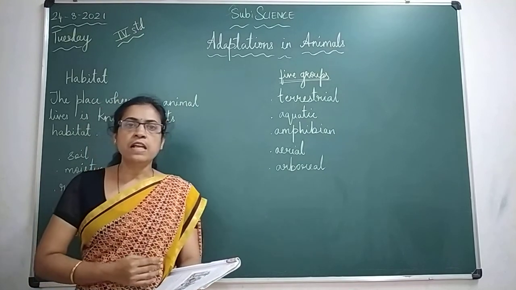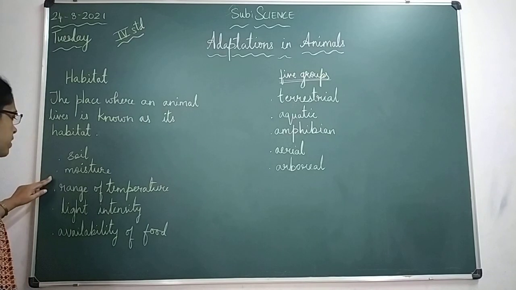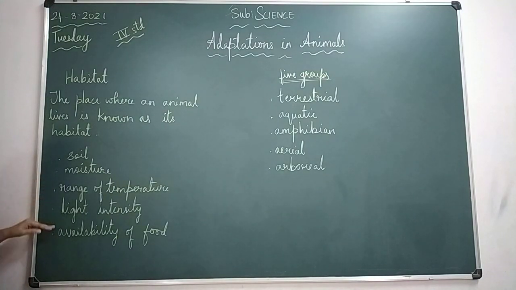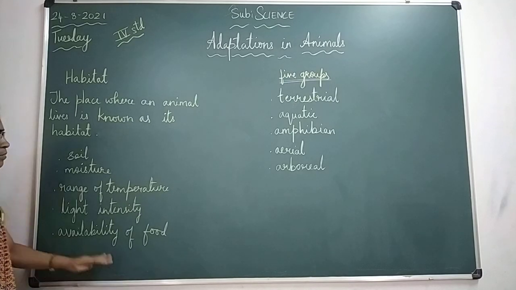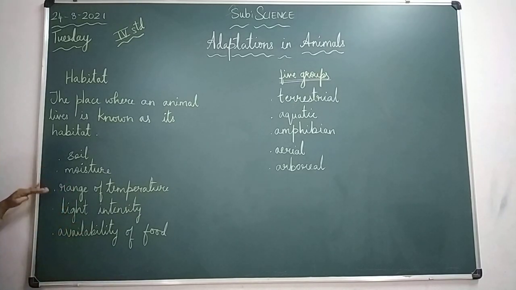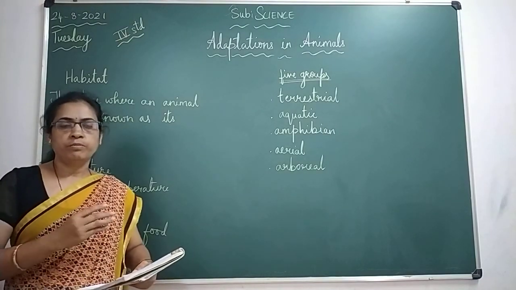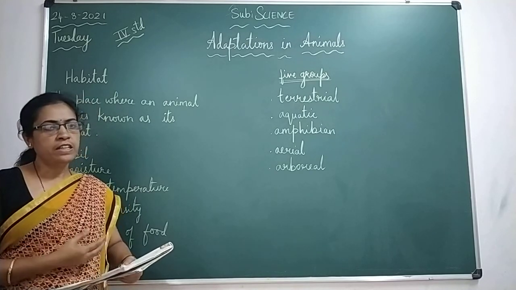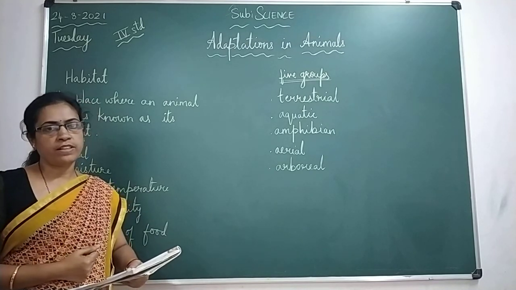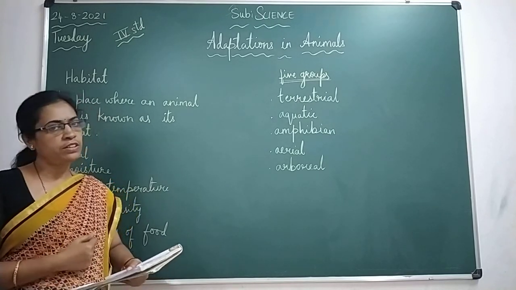The conditions that decide the habitat of the animals are soil, moisture, range of temperature, light intensity, availability of food. So when the basic needs are available, when these animals get them, then they can survive and adjust to the surroundings. Okay, children, so these conditions decide the habitat of the animals.